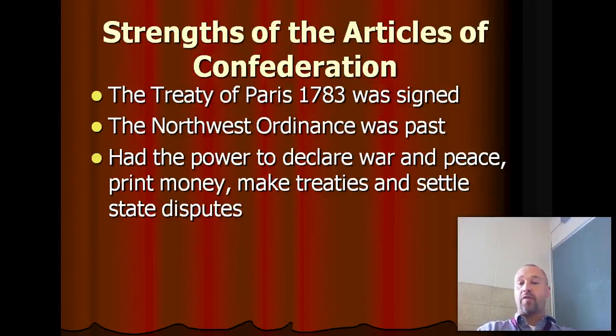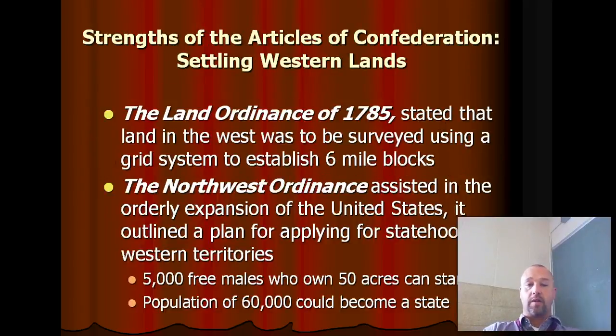Under the Articles of Confederation, the Treaty of Paris was signed with the British, which gave us our official independence. The historic Northwest Ordinance was passed. That's spelled wrong, sorry about that, which is going to allow us to create new land in new territories that will eventually become states. And under the Articles of Confederation, there was the power to declare war and make peace, to print money, make treaties, and settle any disputes between the states.